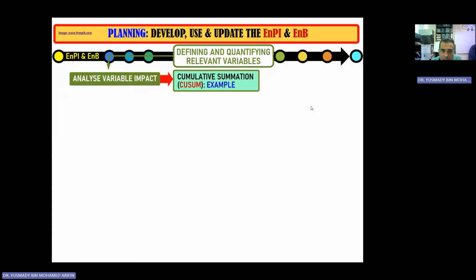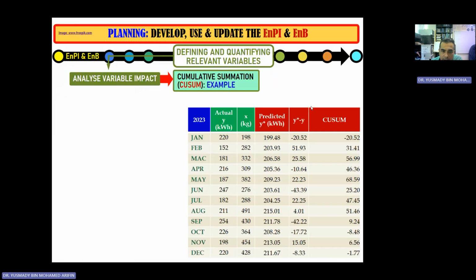Okay, example of how we want to develop the CUSUM graph. We will use the same data. So now we need to add a few columns by using the same y data and also x data from the previous example. Predicted data, which is represented by y star. So y star, the data will come from the equation that we developed by using the linear regression in the previous example.